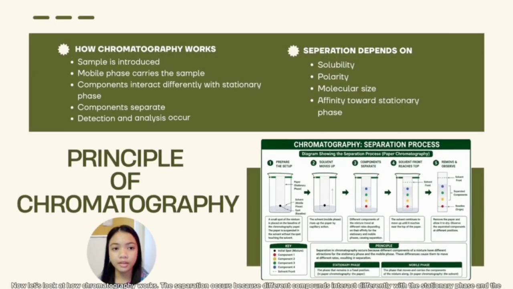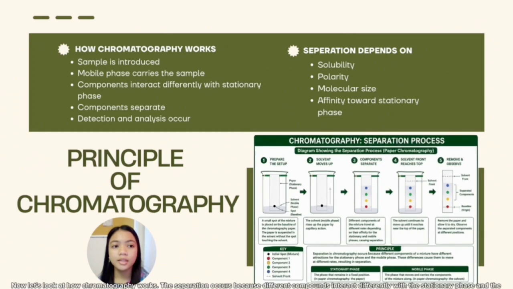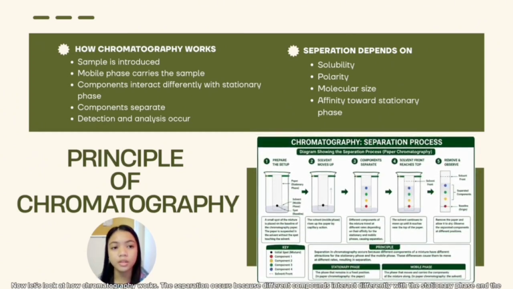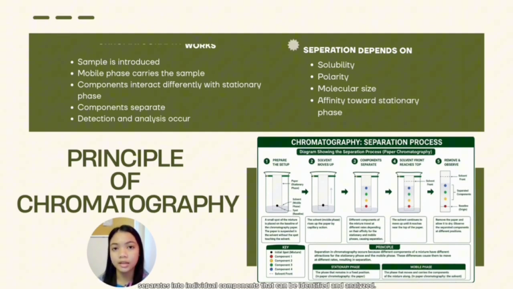Now, let's look at how chromatography works. The separation occurs because different compounds interact differently with the stationary phase and the mobile phase. Some compounds are more strongly attracted to the stationary phase, so they move slowly. Others are more soluble in the mobile phase, allowing them to move faster. Because of this difference in movement rates, the mixture separates into individual components that can be identified and analyzed.